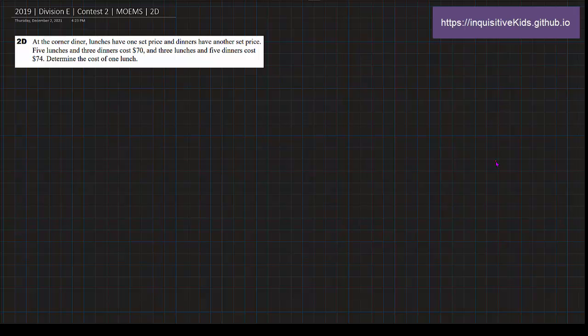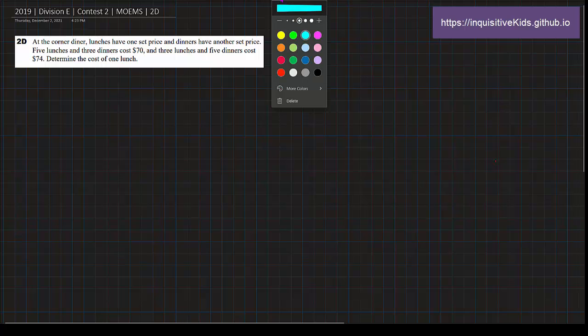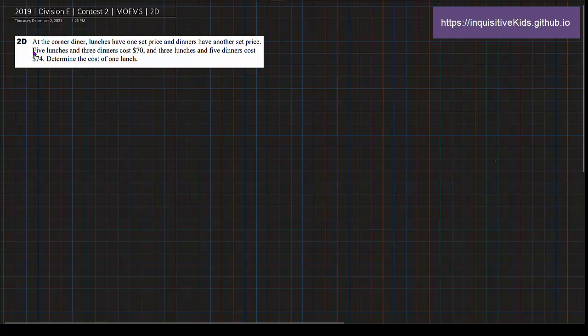This is problem 2D from the 2019 Division E Contest 2 Math Olympiad competition. Question 2D says, at the corner diner, lunches have one set price and dinners have another set price. Five lunches and 3 dinners cost $70, and 3 lunches and 5 dinners cost $74. Determine the cost of one lunch.